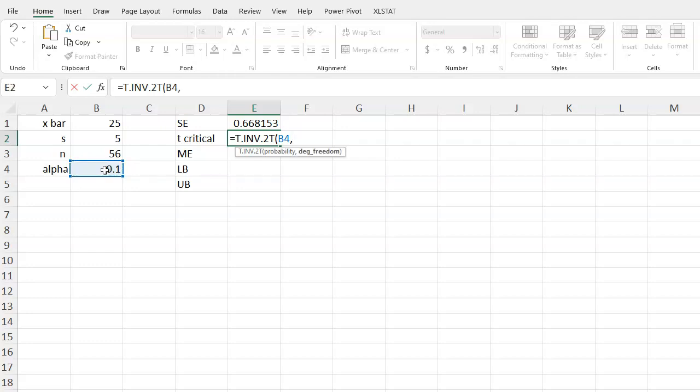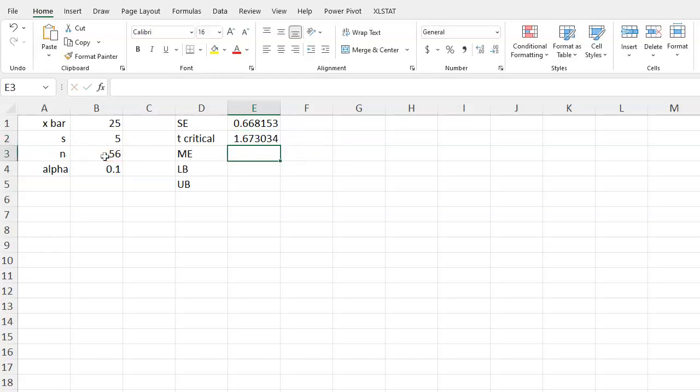So from here, then I need to put in my degrees of freedom separated with a comma from my alpha level. And I can do that by grabbing n, and I can do minus 1 if that's the degrees of freedom, if I'm doing a one sample procedure, which I am here, and press enter. And that is my t critical value for a 90% confidence interval when n is equal to 56. So my degrees of freedom are essentially 55.